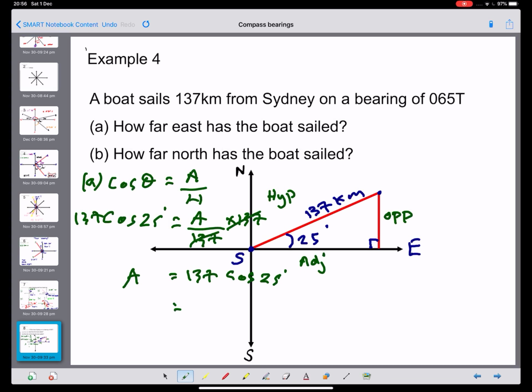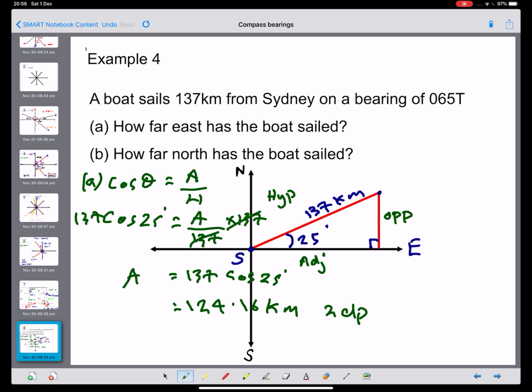They haven't stipulated an accuracy, so we assume 2 decimal places. Make sure your scientific calculator is in degree mode. So we've got 25 cos multiplied by 137. Okay, to two decimal places, 124.16 kilometres to 2 decimal places.